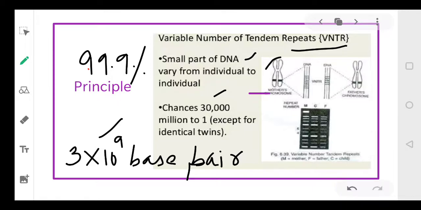Suppose you look at this chromosome here, it's a paternal one. You can see these are the tandem repeats. These portions indicate the VNTR. So we can compare these VNTRs, that is, the portions of DNA that are different from each other, right?